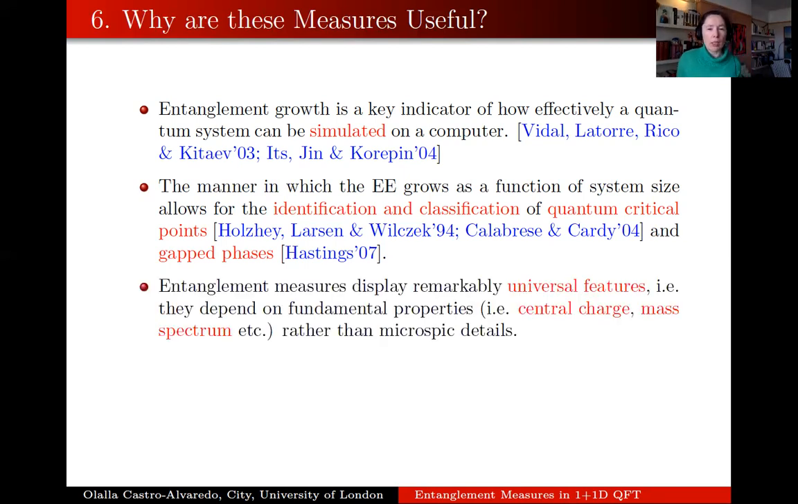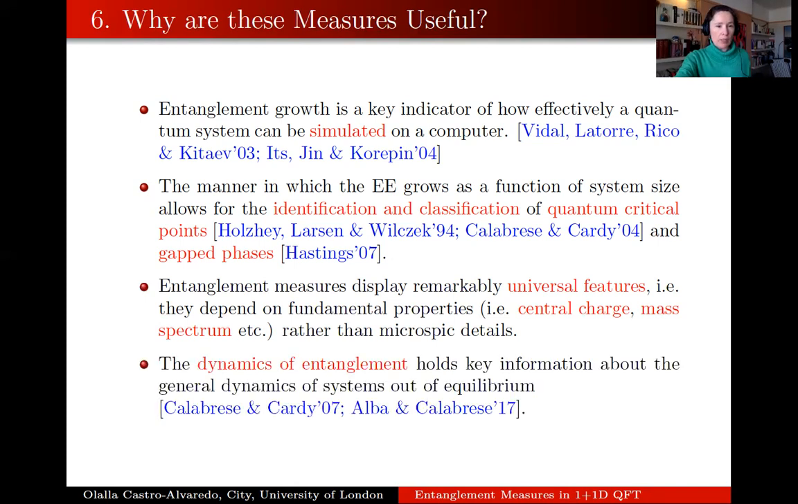In fact, the things that we can learn are often universal features. So entanglement measures display remarkably universal features. They depend on fundamental properties like central charge, mass spectrum, rather than microscopic details of the system.